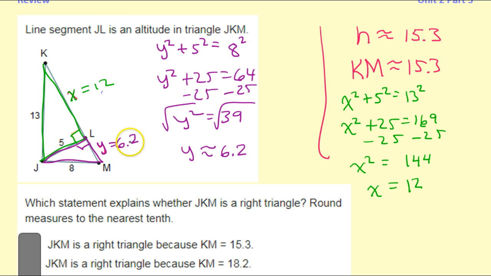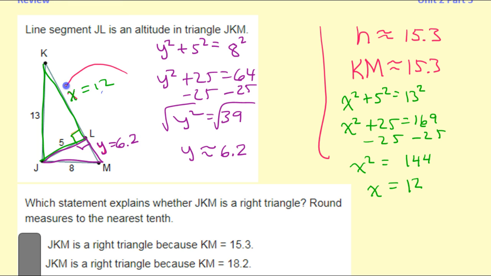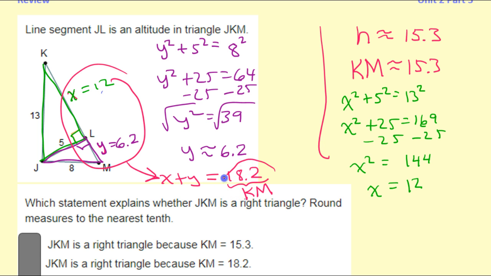So y is 6.2. If we add these together, x plus y is equal to 18.2. So that should be the length of KM. That's the hypotenuse. This is the actual length of KM.